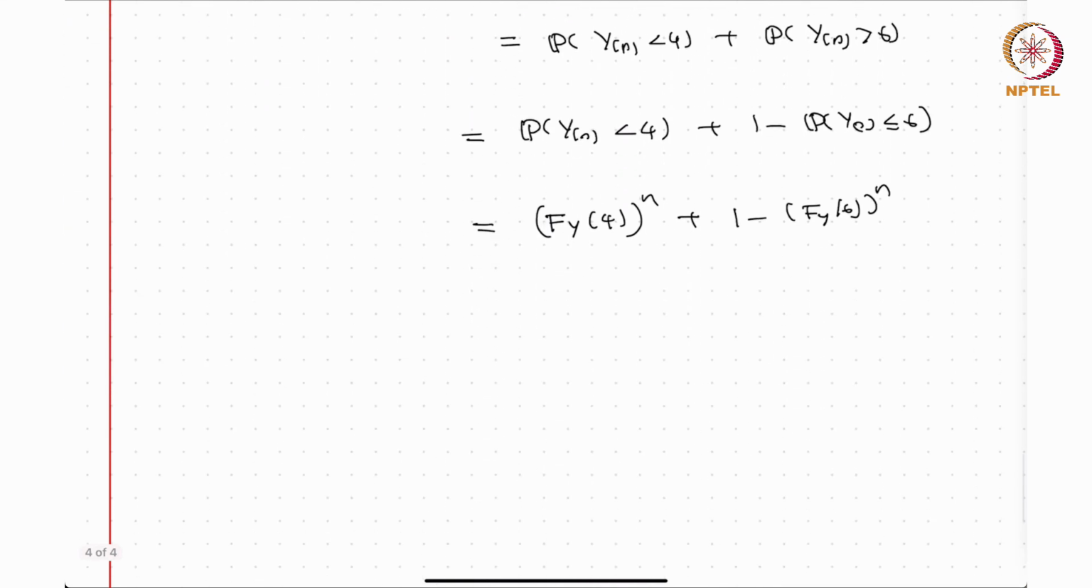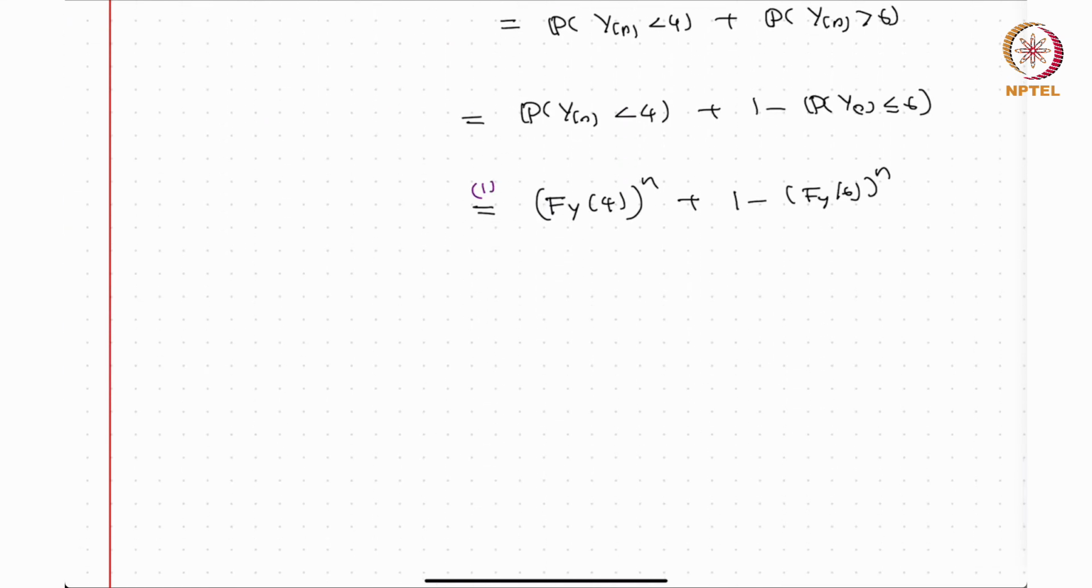This is using 1. Of course, now you can go and find out what F_Y(4) is. So what is F_Y? F_Y at a point y is just the probability that the exponential is less than or equal to y, and that's the integral from 0 to y of e to the minus x dx. Let me do the integration properly: it's minus e to the minus x from 0 to y, so it's 1 minus e to the minus y.